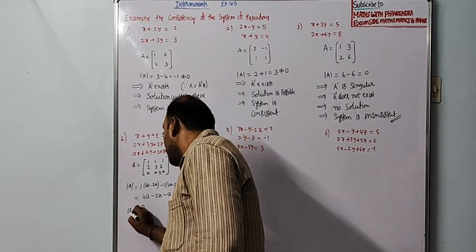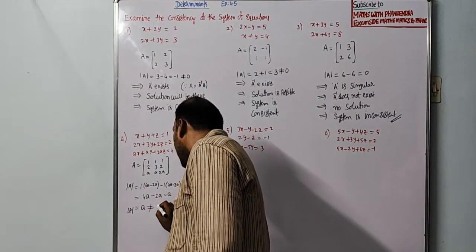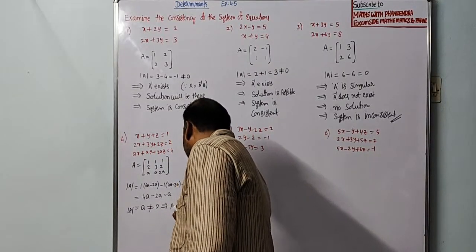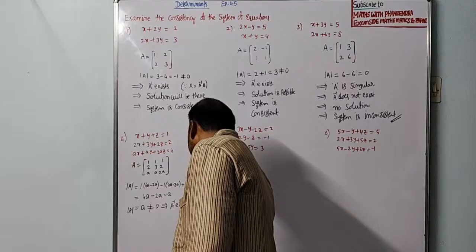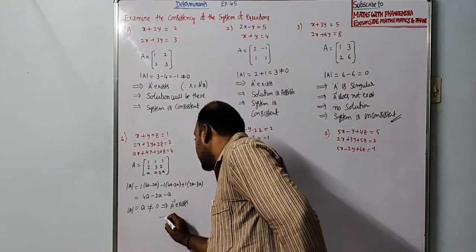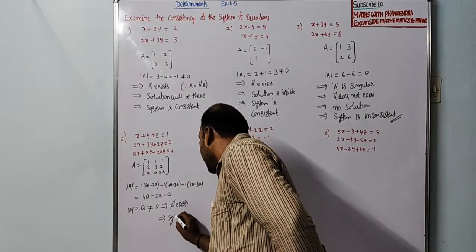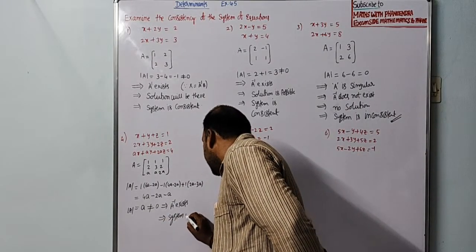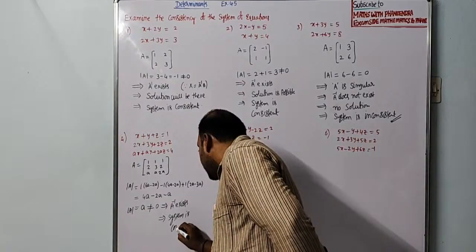Det A is equal to a, which is not equal to 0. So A inverse exists. Whenever A inverse exists, a solution will be there. So a solution is there means the system is consistent. Inverse exists means the system is consistent, yes students. The system is consistent.